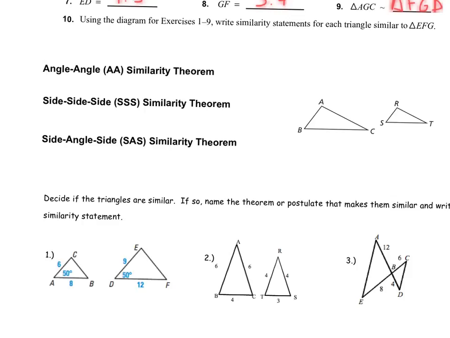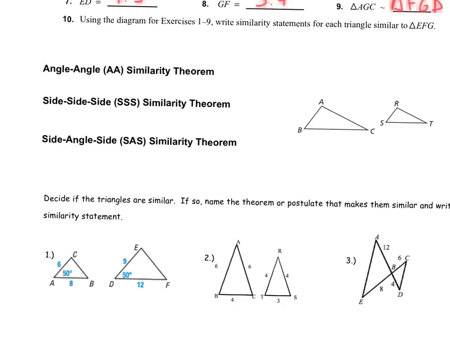So when we are talking about the angle-angle similarity theorem, that means 2 sets of angles have to be congruent, right? So the angle-angle theorem would say 2 sets of angles have to be congruent. Because of the third angles theorem, we know that the third set are congruent as well. That's why we can prove that those are similar.